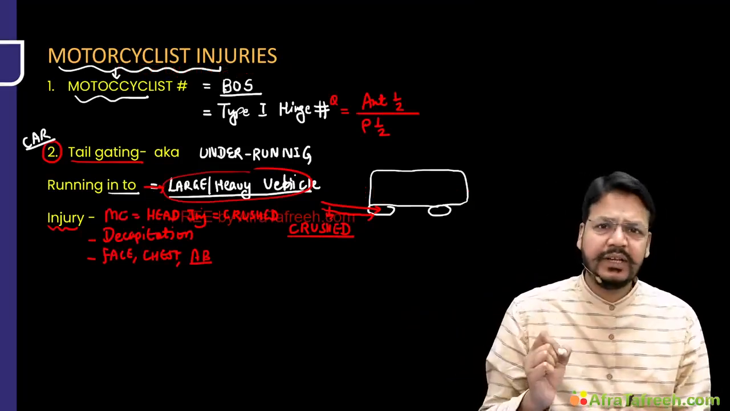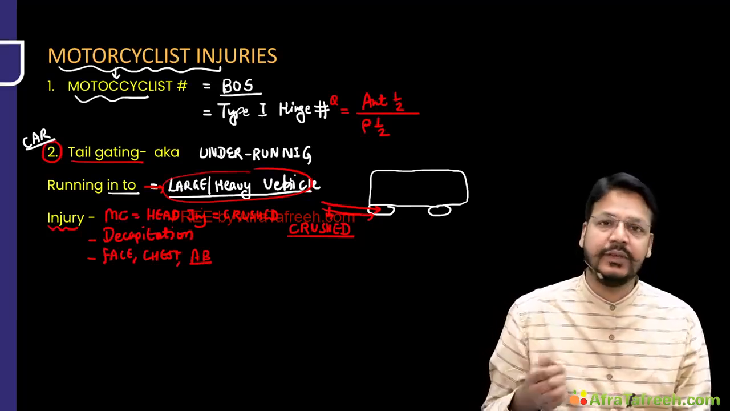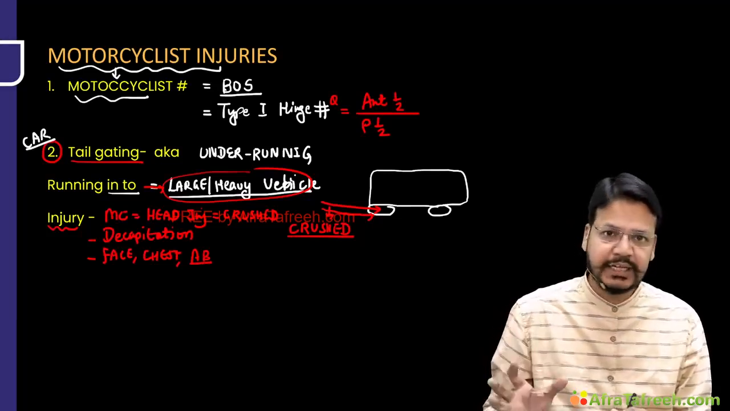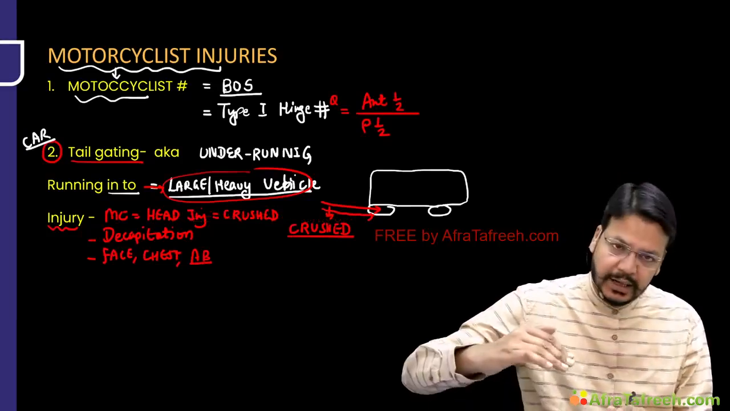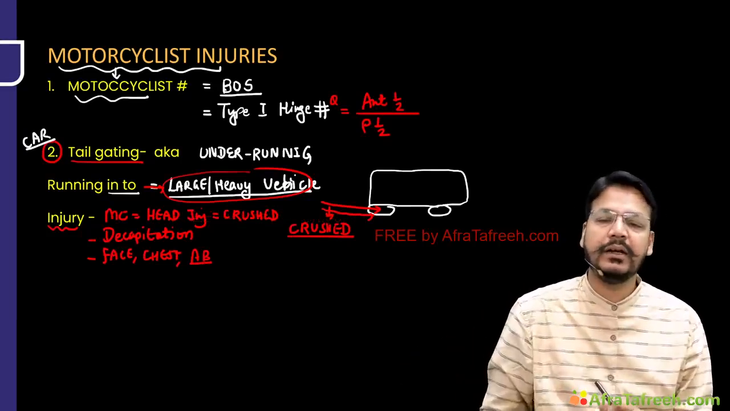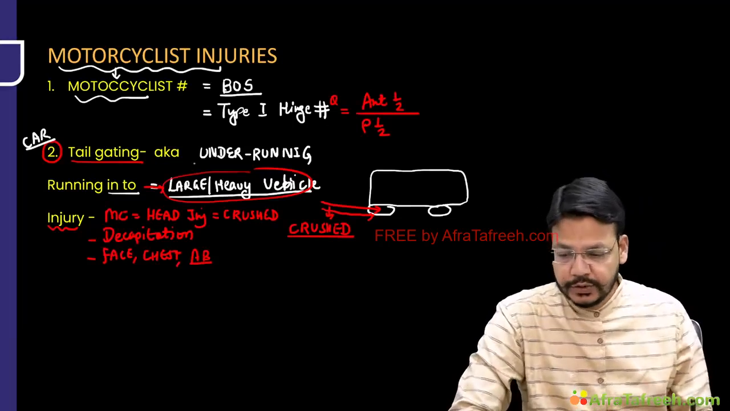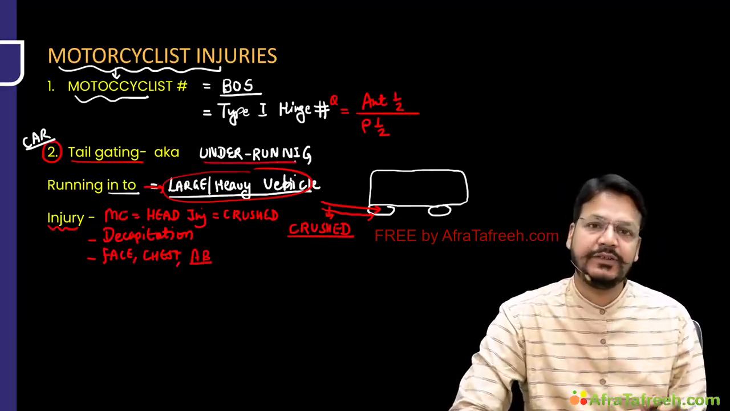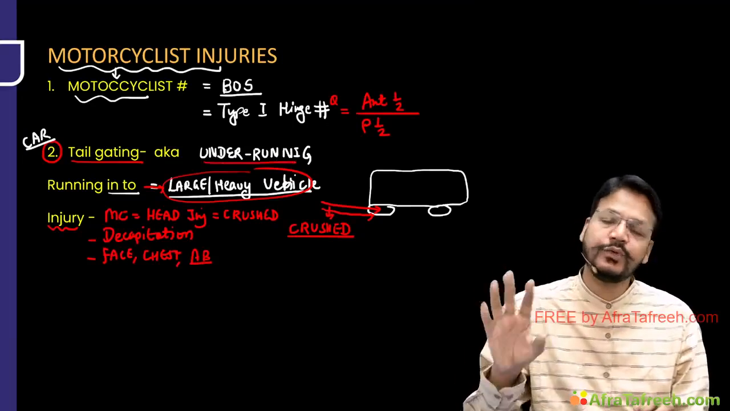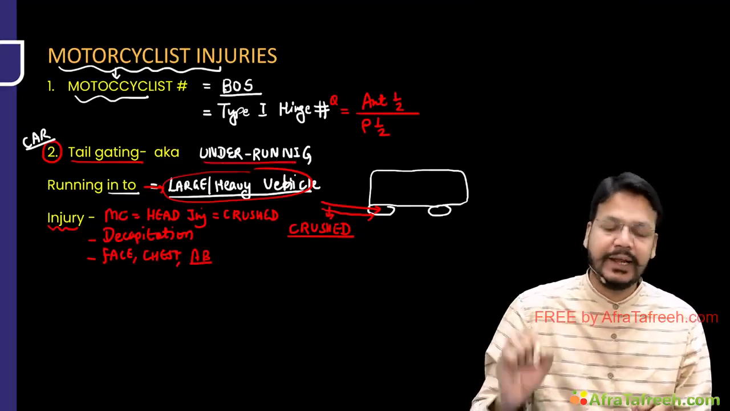So these are two common injuries which can be seen in motorcyclists: motorcyclist fracture, and tailgating, where you go underneath and get crushed, underrunning injuries. So tailgating is also known as underrunning injuries. These are two things you have to remember: motorcyclist fracture and tailgating.